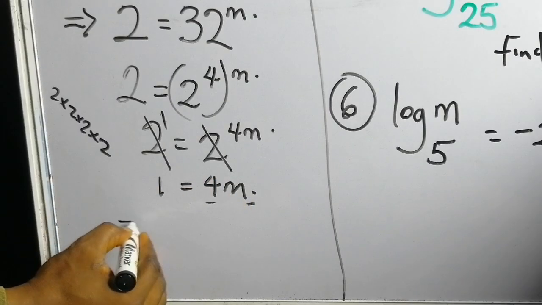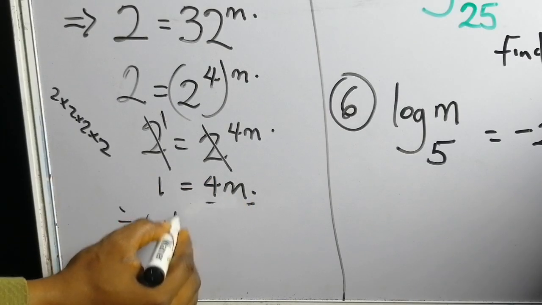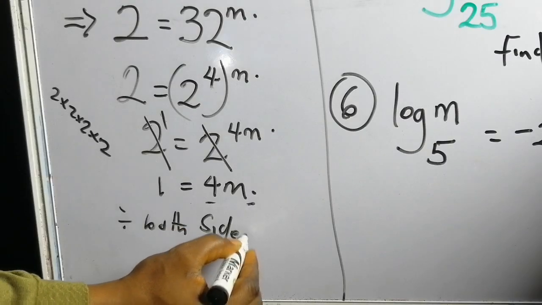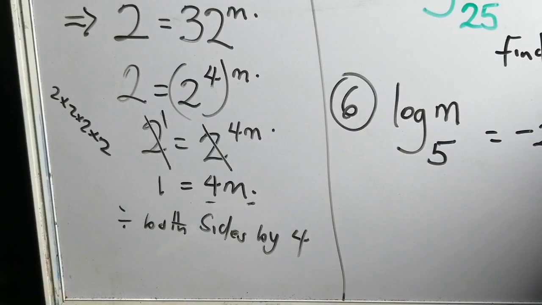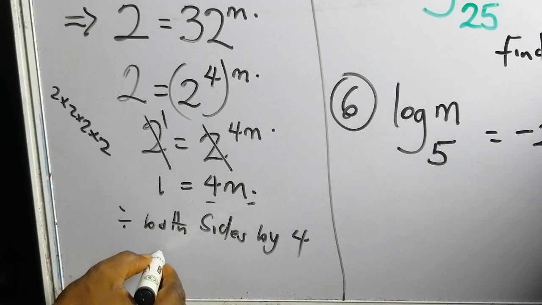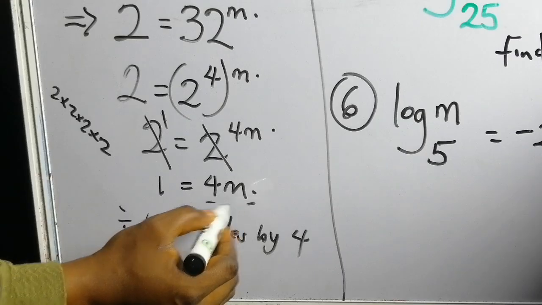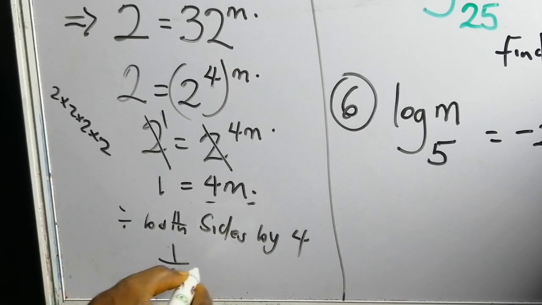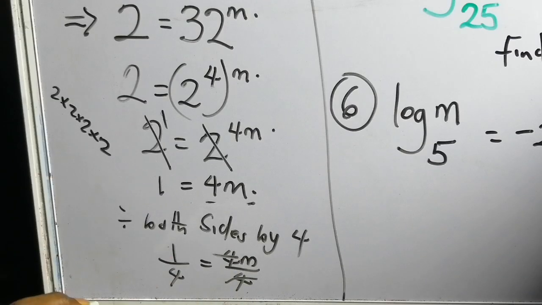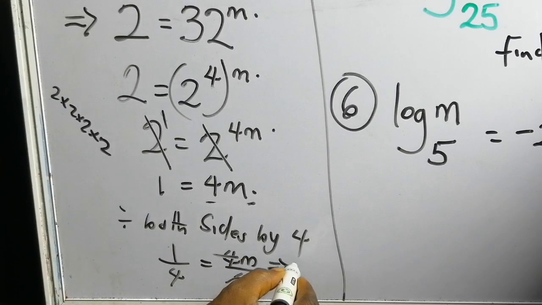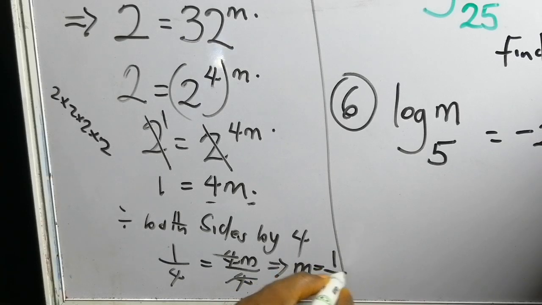Okay, let me just write it here. Divide both sides by 4. So when you divide it by 4, at the end of the day, your m will now be what? That is 1 divided by 4 equals 4m divided by 4. So 4 will cancel 4, which implies that your m equals 1 over 4. It's as simple as that.